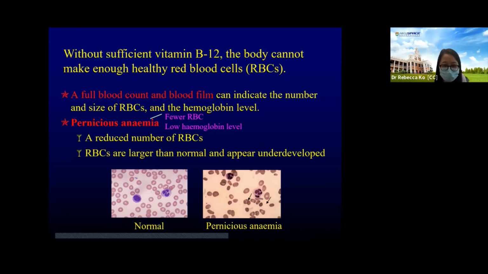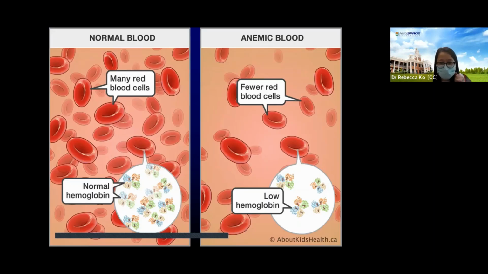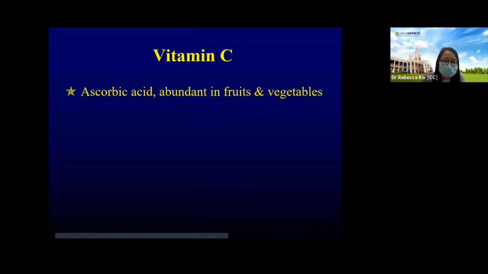And apart from the number, you will find that the red blood cells are larger than the normal size and appear underdeveloped. This diagram shows you a bit more clearly. The normal one has many red blood cells, but the anemia one will have fewer, and the hemoglobin level is lowered too. That's all for the vitamin B complex.